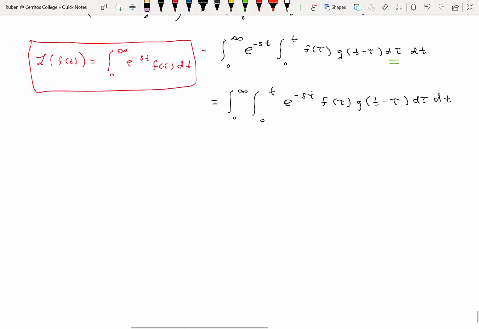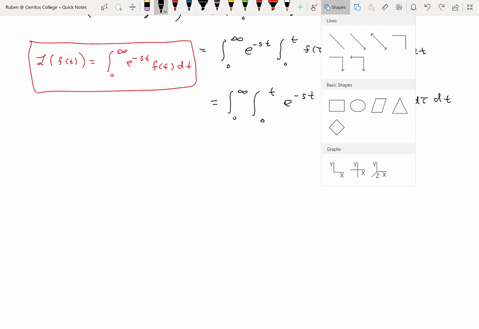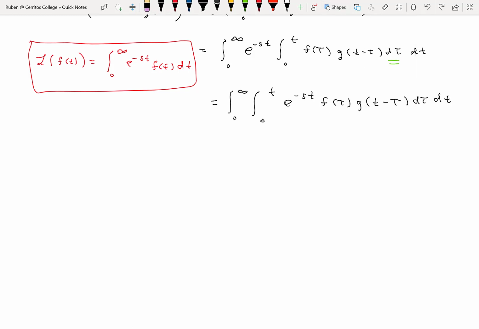Okay, so what I'm going to do, off to the side here, is graph the region of integration, as soon as I can get a graph showing up. And then we're going to use the graph of that region to switch our limits. Okay, so the axes are not y and x. The axes are tau, vertical, and t, horizontal.